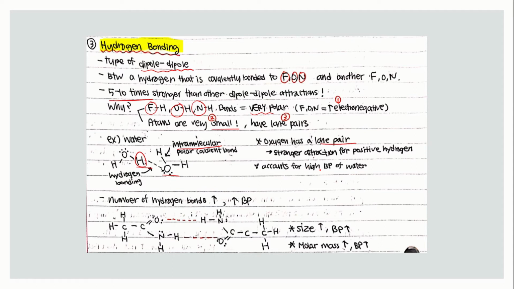And it accounts for the high boiling point of water because it will be harder to break the bonds between water molecules because of this very strong dipole-dipole force of hydrogen bonding. And as the number of hydrogen bonds increases, the boiling point increases because if there are more hydrogen bonds between two molecules, it will be even harder to break those bonds and then separate them into individual molecules. Also, if the size increases, the boiling point increases, and if the molar mass increases, the boiling point increases as well.